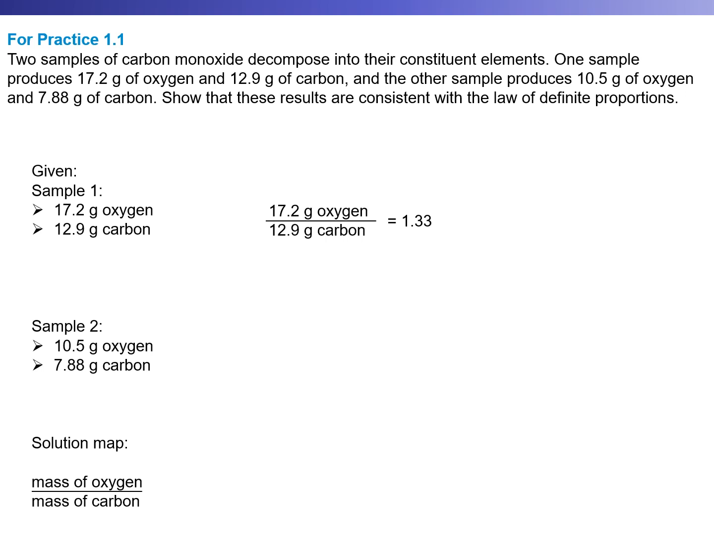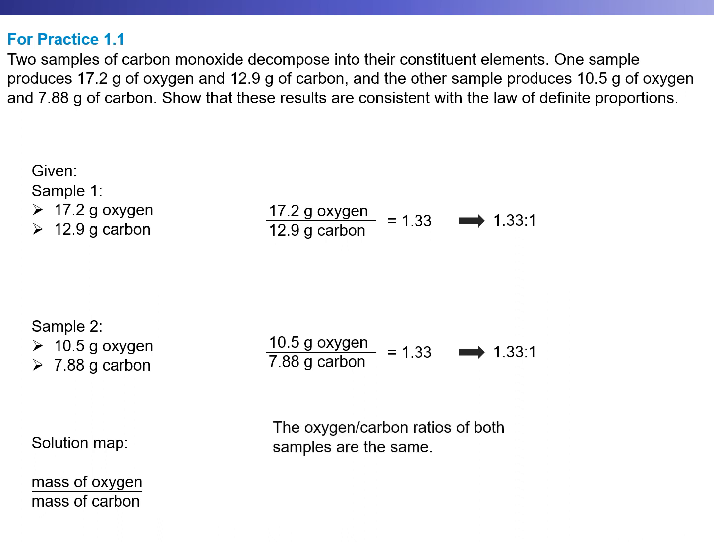Another way that we could say that is we could write it as a ratio, 1.33 to 1. What that's telling us is that we have 1.33 grams of oxygen for every 1 gram of carbon dioxide. Now when we run sample 2 through the same mathematical formula, we should get the same numbers. So let's try it out. If we take 10.5 and divide it by 7.88, we in fact do get 1.33. We could write the ratio the same way. Based upon these two calculations, we would determine that the oxygen-carbon ratios for the two samples are the same and that in both cases we were dealing with carbon monoxide.